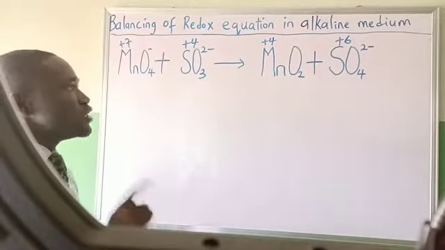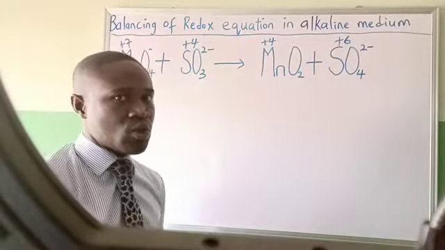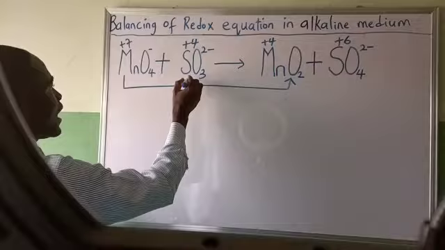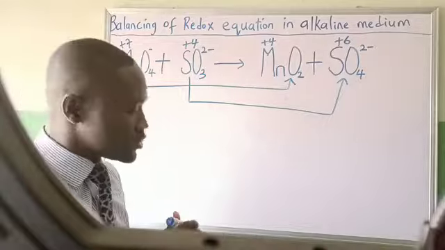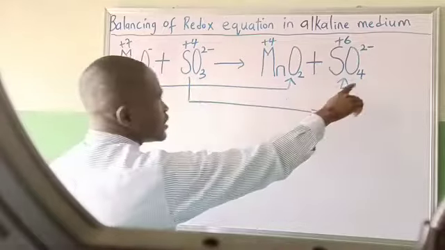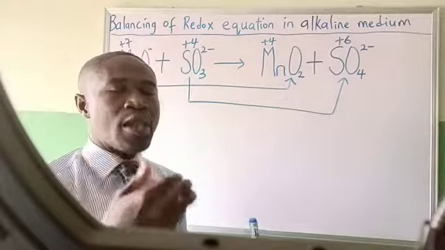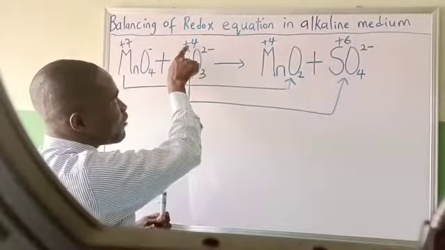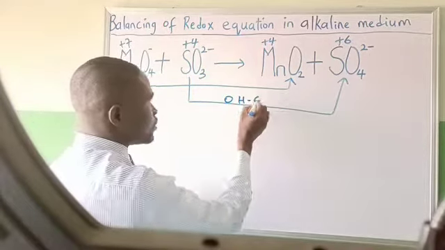Next thing we do is recall that oxidation simply means increase in oxidation number. Between this and this, which one results in increase in oxidation number, or increase in valency, or increase in charge? Here sulfur is 4, here sulfur is 6. You see that 4 increased to 6. Here will be the oxidation half equation.